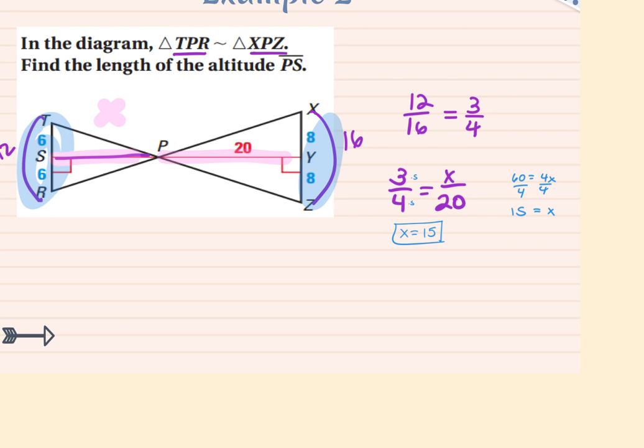So left to right, scale factor equals left to right altitudes, or left to right sides if you were looking for a side length. If you went right to left, 16 over 12, it would have been 4 over 3. Then it can be 20 over x. But whatever pattern you do with your scale factor, you have to keep that pattern when you set up the other one.